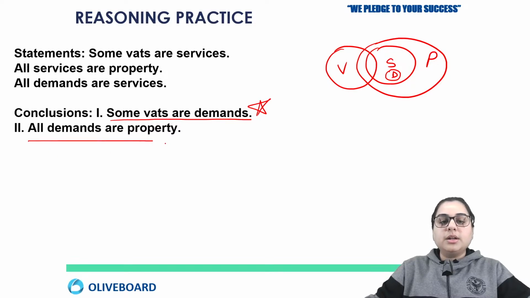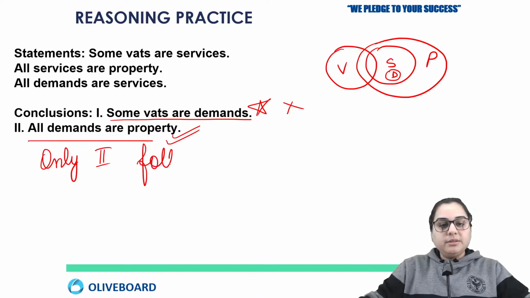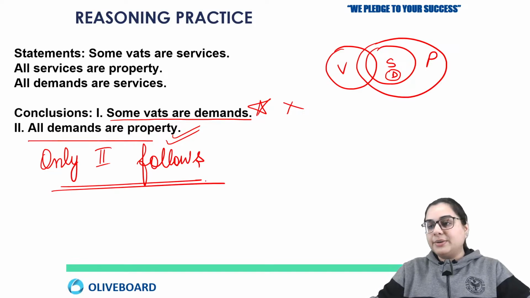Next one is that all demands are property. This one is correct. But just because the first one is doubtful and we cannot mark either or, because we are not getting any pair with the first conclusion, this first will be wrong, and the final answer will be only conclusion 2 follows. So Eva, your answer is correct. It is only conclusion 2 follows.